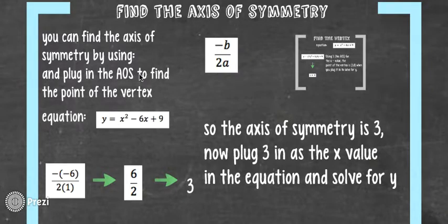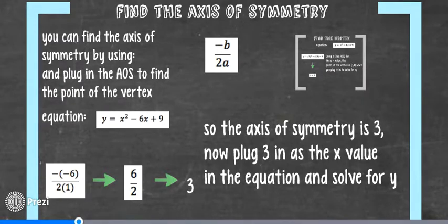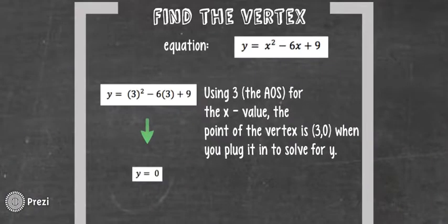So the equation was y equals x squared minus 6x plus 9. And so what you'll do is you'll have negative negative 6 over 2 times 1, which simplifies to be 6 over 2, which simplifies to be 3. So the axis of symmetry is 3, and then now you plug in 3 as the x value in the equation and solve for y. To find the vertex, you use 3 and plug it into the equation. So you'll do y equals 3 squared minus 6 times 3 plus 9, and that gives you y equals 0.